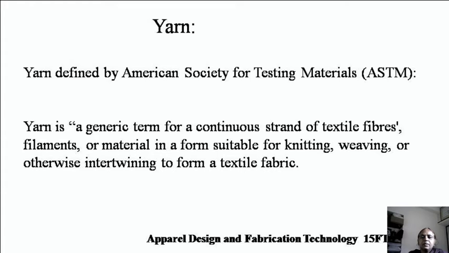So, according to this, yarn is a generic term for a continuous strand of textile fibers. Yarn is produced by using fibers. This is the main raw material for the manufacturing of yarn. Any kind of fiber may be used to form a yarn, whether natural or man-made. According to that, the properties of the yarns also change.